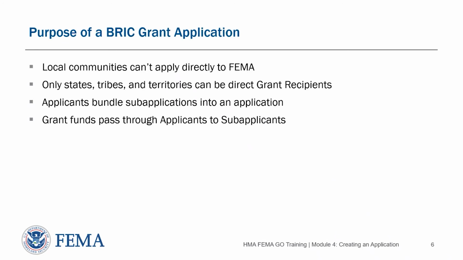Local communities are not able to apply directly to FEMA for federal funds in the Hazard Mitigation Assistance Non-Disaster Grant Programs, BRIC and FMA. Only states, tribes, and territories can be direct grant recipients, according to the Stafford Act. Each year, the applicant bundles one or more sub-applications into a grant application and submits it to FEMA. The application is like an envelope. The state, tribe, or territory uses the envelope to fill with sub-applications and send the whole package to FEMA.